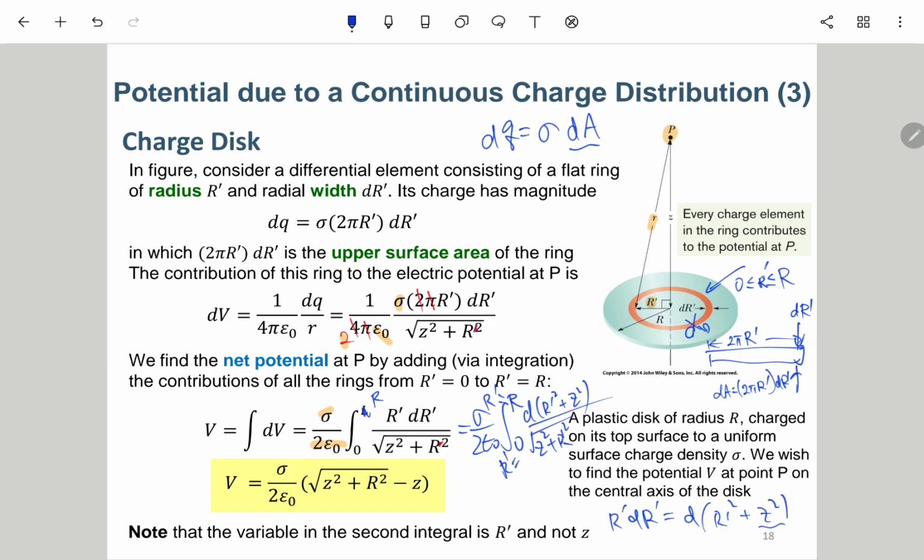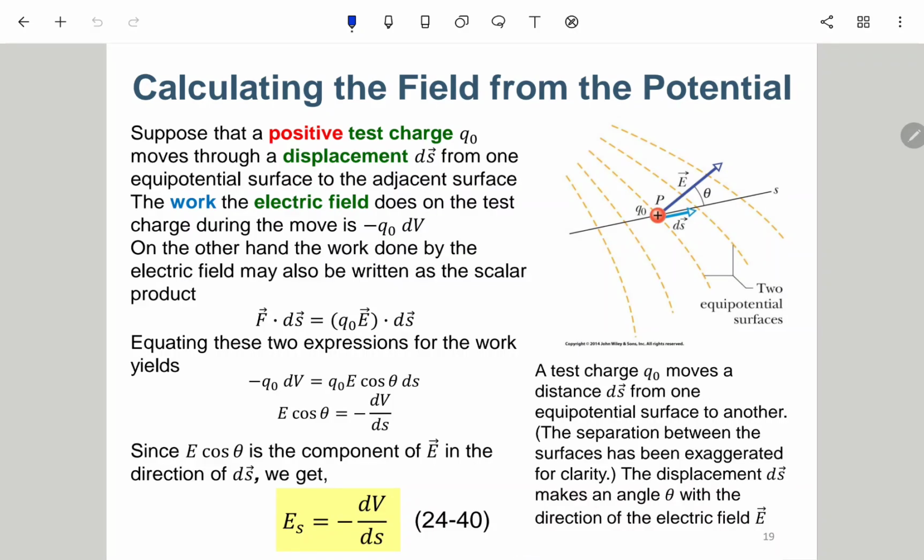Okay, so this is the expression of this potential at point P. Here we talk about calculating the field from the potential. Suppose that a positive test charge Q0 moves through a displacement ds from one equipotential surface to the adjacent surface. The work the electric field does on the test charge during the move is this thing.